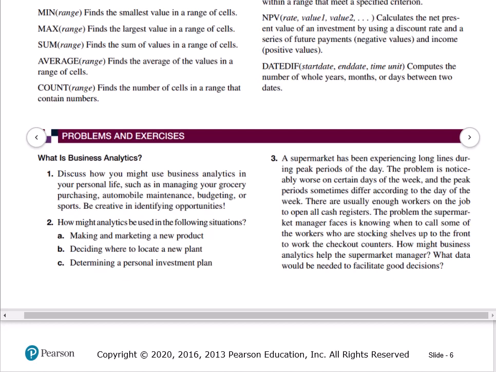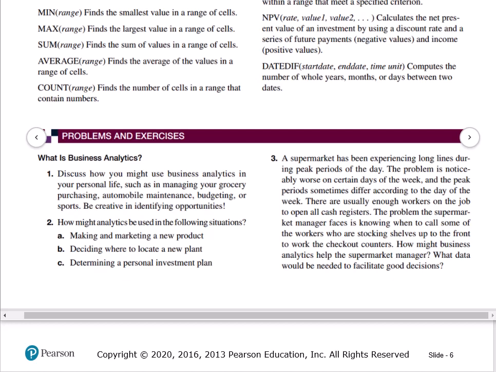All right, now let's look at number 3. A supermarket has been experiencing long lines during peak periods of the day. The problem is the peak periods sometimes differ according to the day of the week. There are usually enough workers on the job to open all cash registers. The problem supermarket managers face is to know when to call some of the workers who are stocking shelves up to the front to work the checkout counters. How might business analytics help the supermarket manager? What data would be needed to facilitate a good decision?